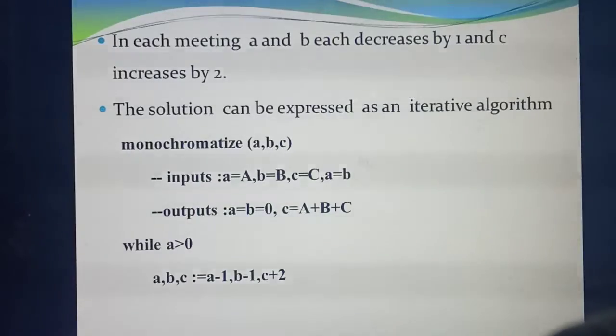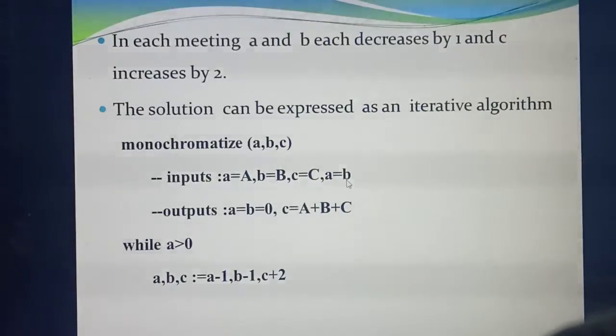Now you are going to write the algorithm. What's the name of the algorithm? Monochromatize. Inside, how many variables do you need to give? A comma B comma C. So what input do you need to give? The value of A becomes capital A, B becomes B. The tabular column is there, no? You need to write the same.